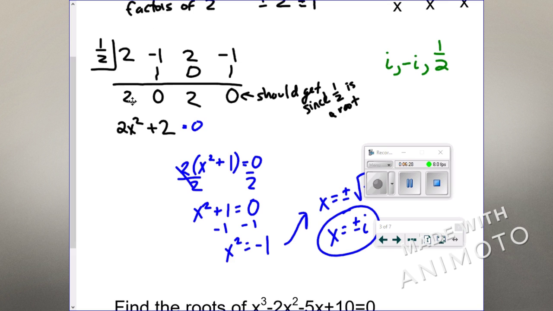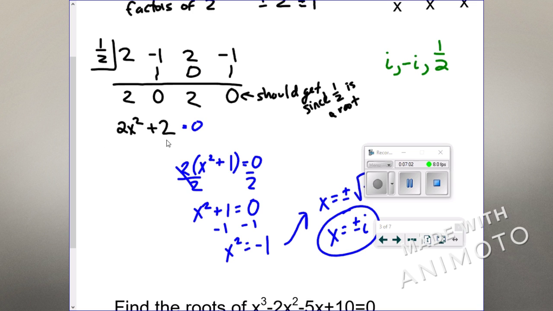Bring the 2 down. 2 times 1/2 is 1. -1 plus 1 is 0. 0 times 1/2 is 0. 2 plus 0 is 2. 2 times 1/2 is 1. -1 plus 1 is 0, which we know we should get since 1/2 is a root, or a 0. So basically with these numbers, 2, 0, 2, 0, we can write our quadratic equation. This is our remainder column, so here's our constant, here's our linear, here would be our quadratic, since it builds every term. So we have 2x squared, we don't have a linear term, and then 2. So 2x squared plus 2 is our new equation.